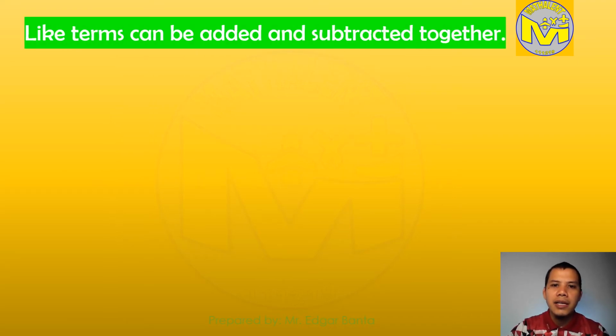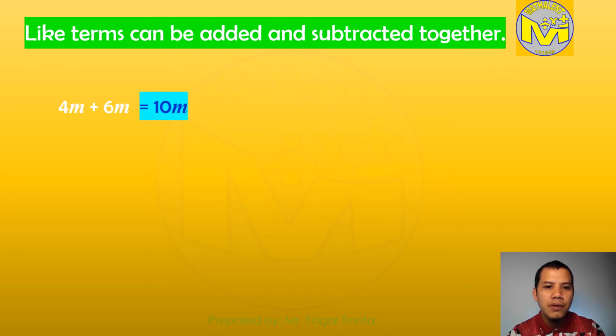Like terms can be added and subtracted together. Look at this. 4M plus 6M is equal to 10M. How did it happen? We just add the coefficients. Remember, coefficients are the numbers. 4 plus 6 equals 10, and then copy the variable M. We can only add like terms.